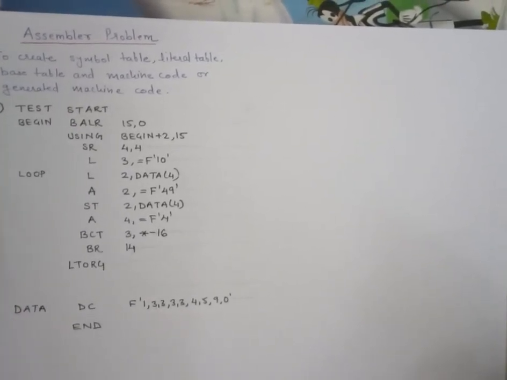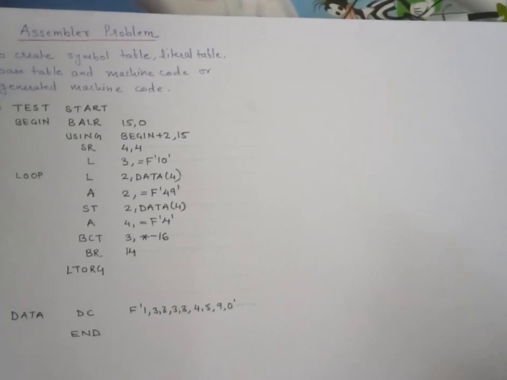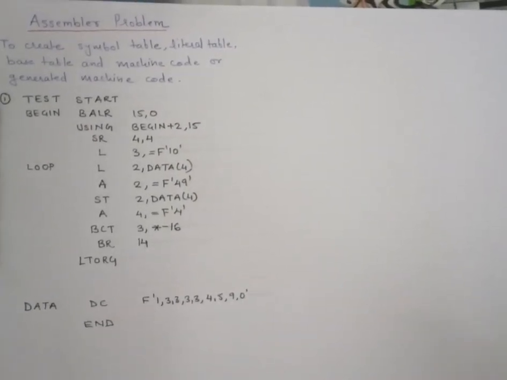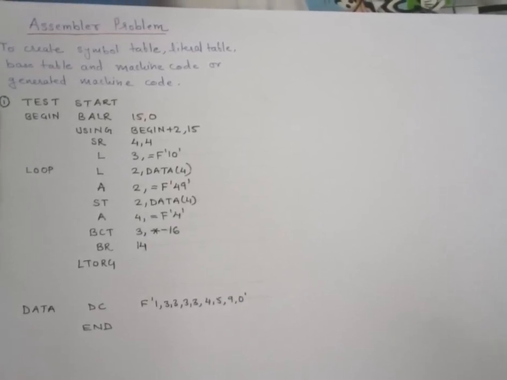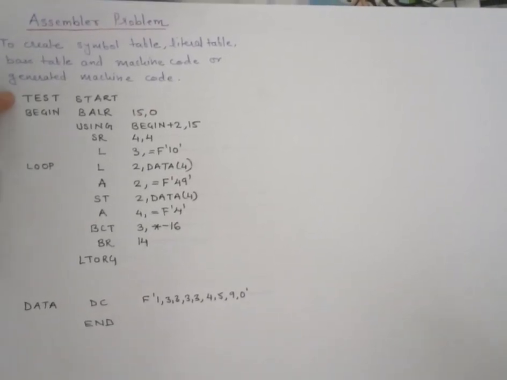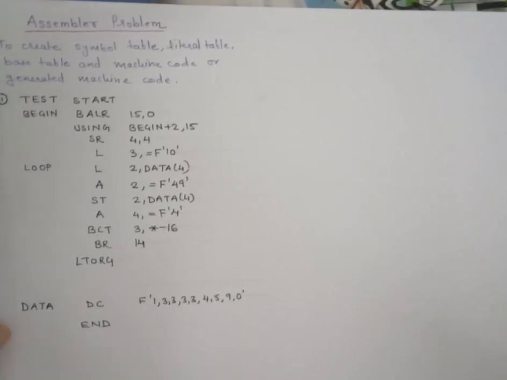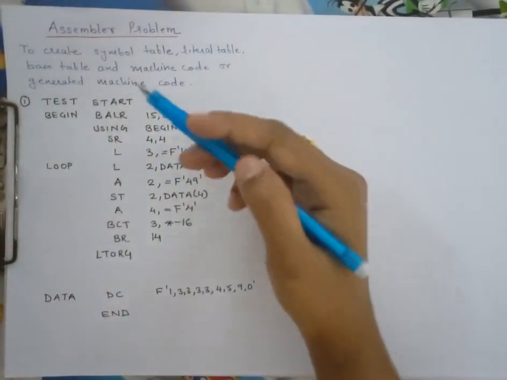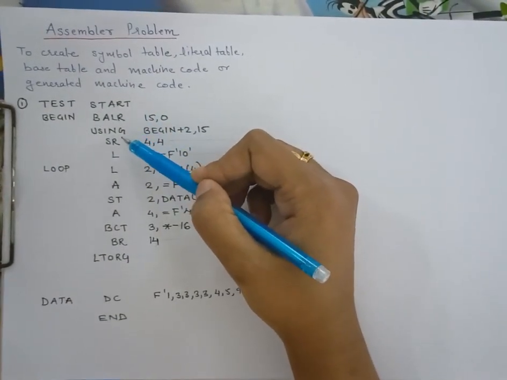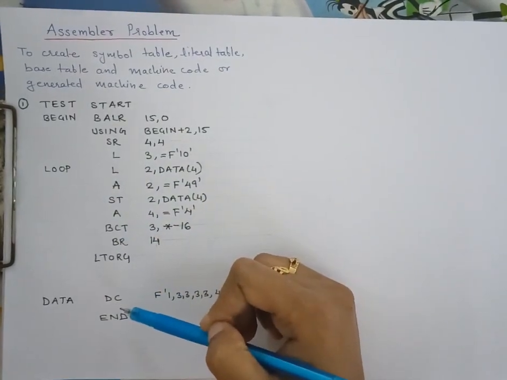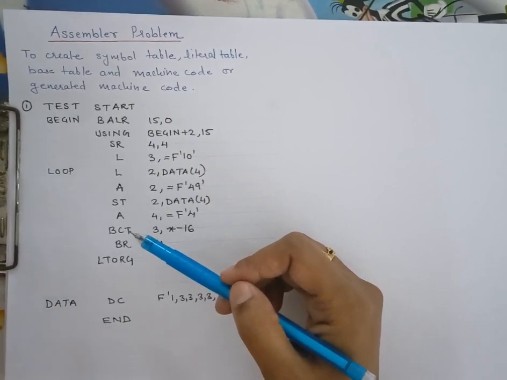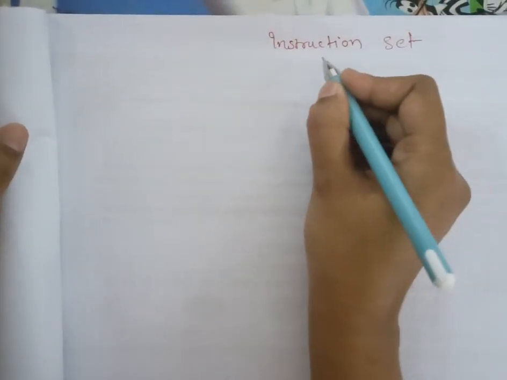This kind of problem is called assembly programming, and here we have to first recognize the instruction set of that programming. For example, here the test, begin, loop, data. These all are labels, or we can say the symbols. Here we have the start, BALR, using, SR. These are the machine instructions which are used for converting the high level language into the machine code. Now we are going to see the instruction set before solving the assembler programming.